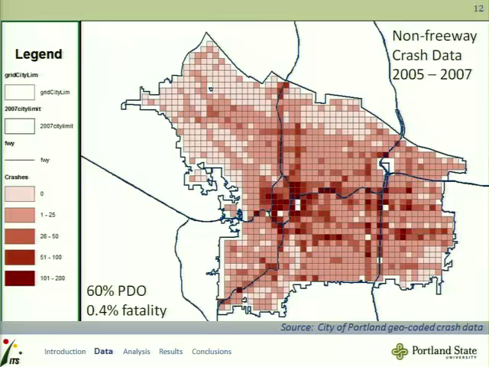So, any other questions? Yes. Fatal and injury level A, so incapacitating injury. I grouped those together, feeling that both of those would definitely be major life-changing events.